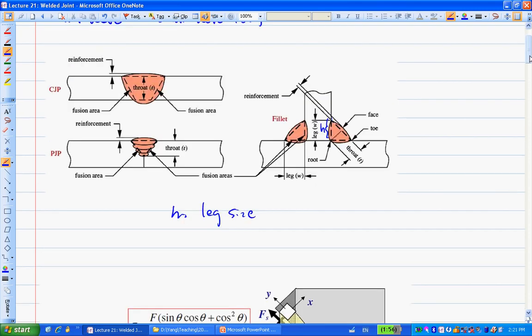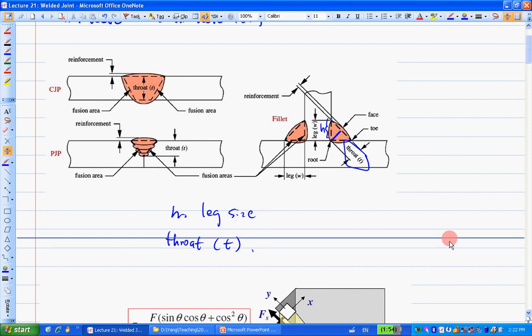The other important parameter is the so-called throat. The throat is the perpendicular distance between the two dashed lines. For this fillet weld, the throat refers to the distance from this point to here at a 45 degree angle. So this is the throat, T. So you have a throat T, and you have the leg size H.